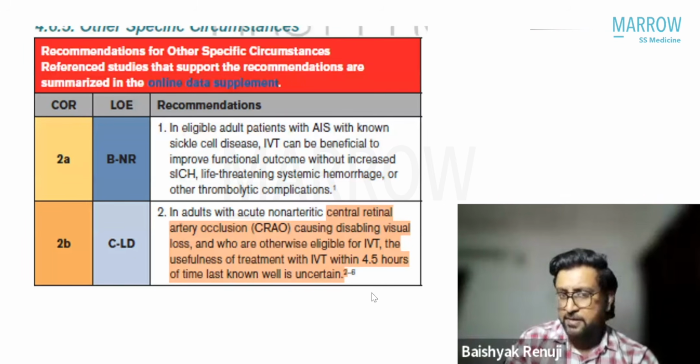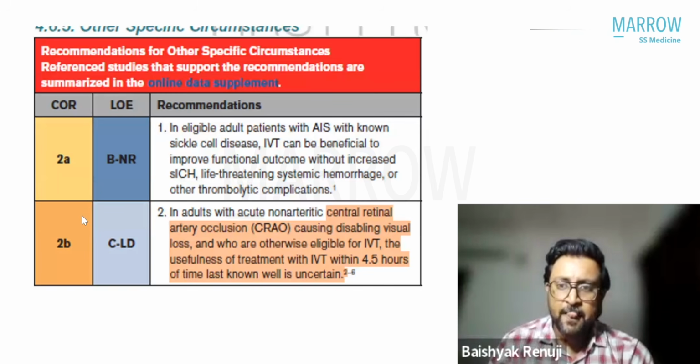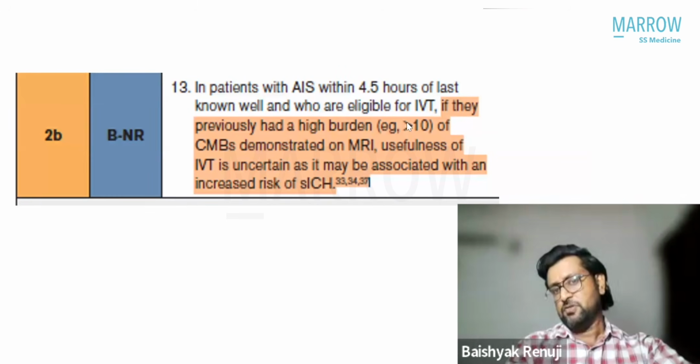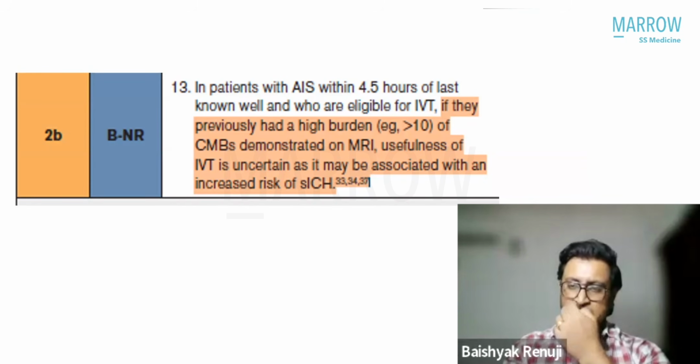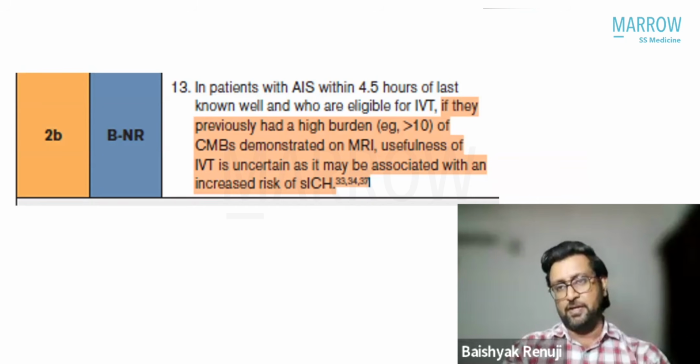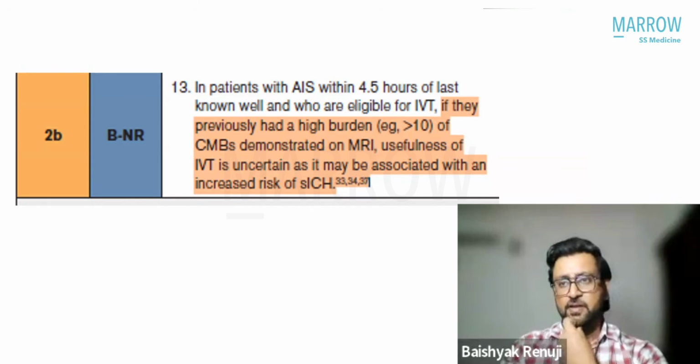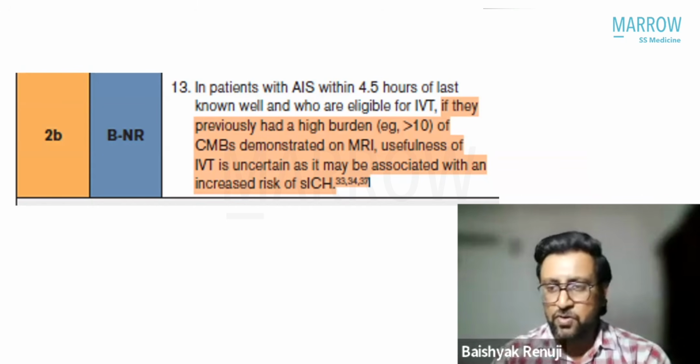It's again uncertain. Doesn't mean it's contraindicated, just uncertain. Previously high burden demonstrated on MRI, usefulness again uncertain. It is not contraindicated. That is what you should understand. See, cortical microbleeds more than 10 is a relative contraindication, never an absolute contraindication. So you have to discuss again with the bystanders. The chance of bleed is much higher. Then only with the discussion of the bystanders can you decide.